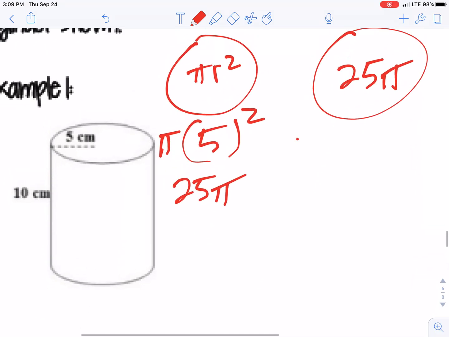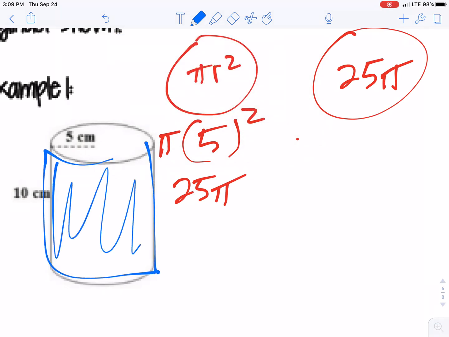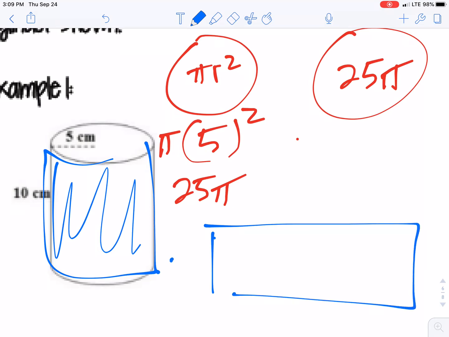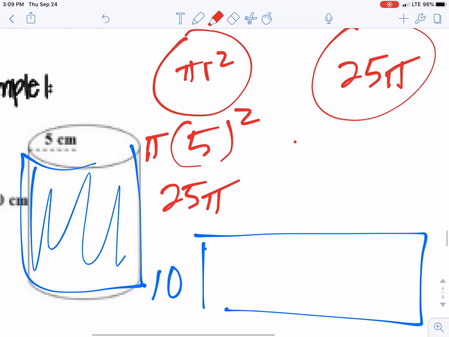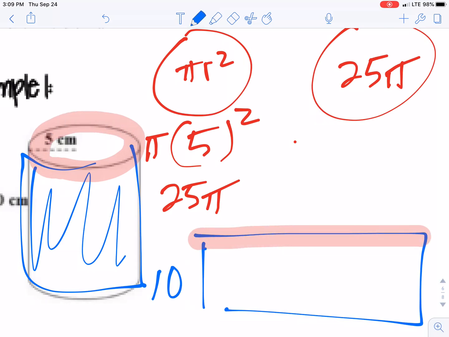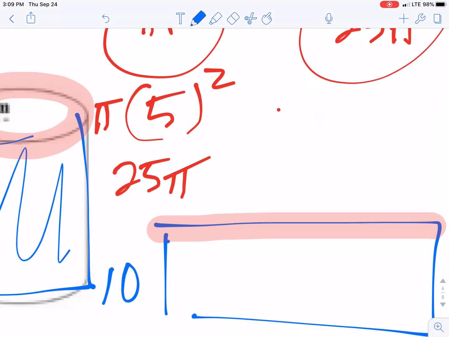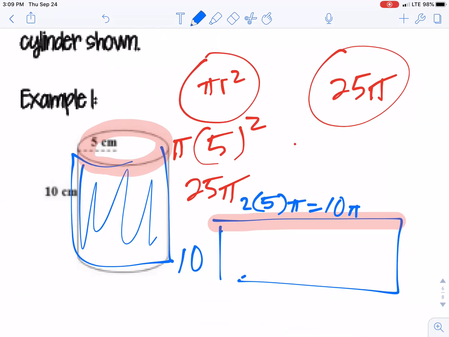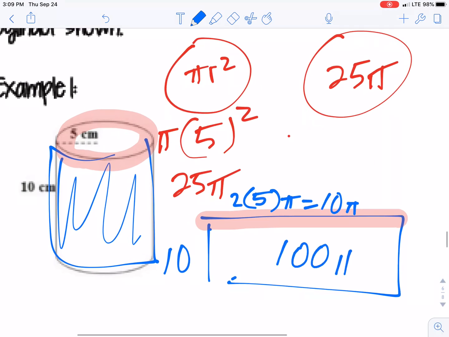And now we have to find the area of our lateral piece. I'm just going to highlight that in blue. This is going to be 10 times the distance around here, unwrapped, which is what we call the circumference, which is 2 pi r, or diameter times pi. So I'm going to take 5, multiply it by 2, multiply it by pi, and that's 10 pi. The circumference is 10 pi. Now when I find the area of my rectangle, I do 10 times 10 pi, which is 100 pi.